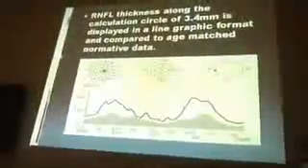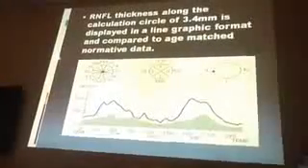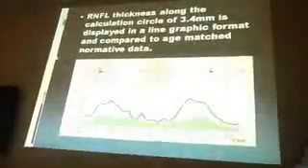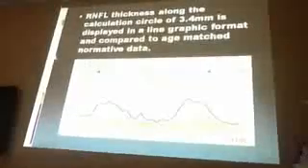Retinal nerve fiber layer thickness along the calculation circle. Remember the scan is along a circle of 3.4 millimeter. It is displayed in a line graphic format and compared to age-matched normative data. That's how you get whether it's normal, abnormal or borderline. So that's how you get that TSNIT graph.